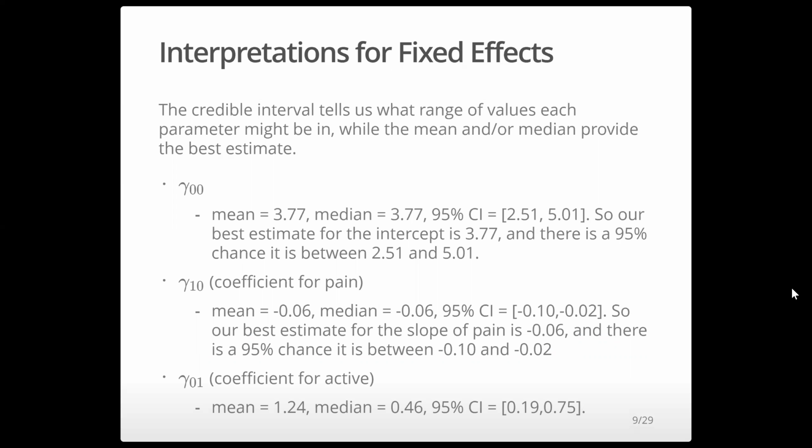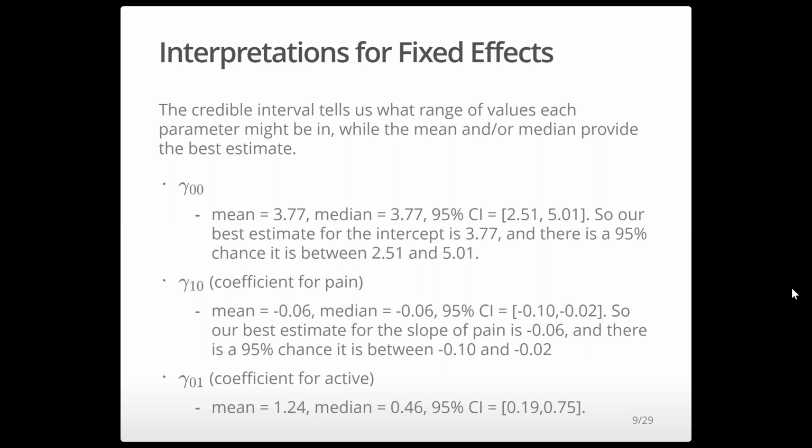It depends on what you're interested in. A lot of times the mean will be your best choice. That will minimize squared error. This goes back to what we talked about when we did that digression on variance earlier in the semester. But here we see for gamma 0,0, the mean and median are the same. They're often going to be for fixed effects because those will often be symmetrical distributions. So the mean and median are both 3.77. The credible interval is 2.51 to 5.01. So our best estimate for the intercept is 3.77. And our belief is that there's a 95% chance that it's between 2.51 and 5.01 based on our model.